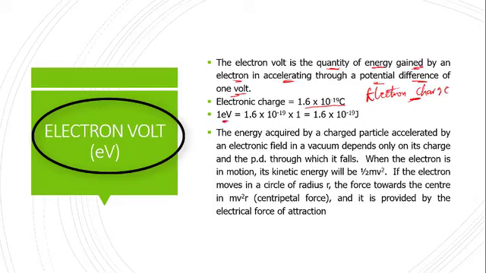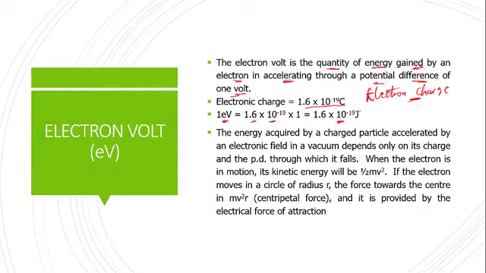1 electron volt is equal to 1.6 times 10 raised to the power minus 19 joules. This time around it is measured in joules because it refers to energy, but when it is measured in coulombs, it refers to electronic charge.